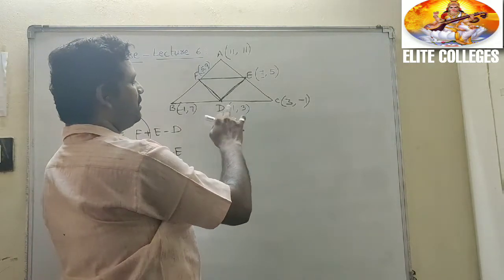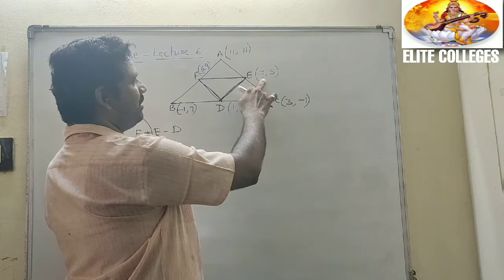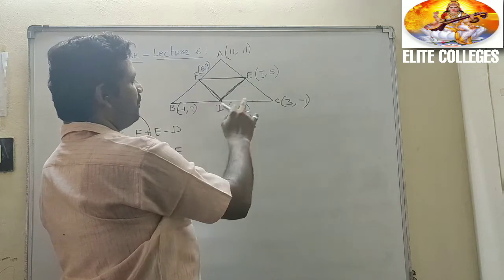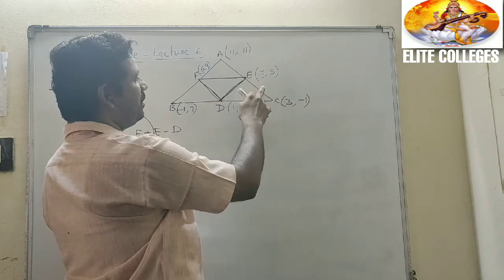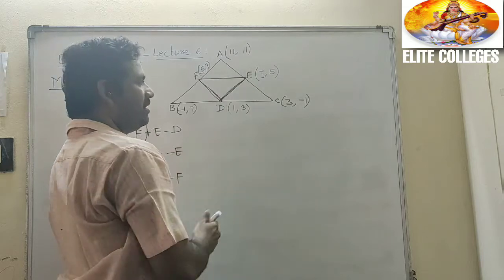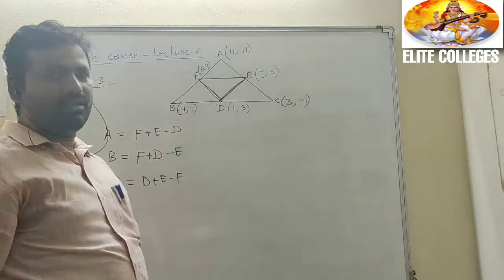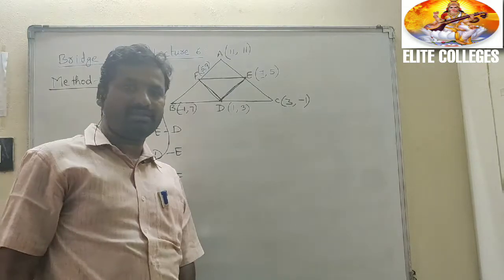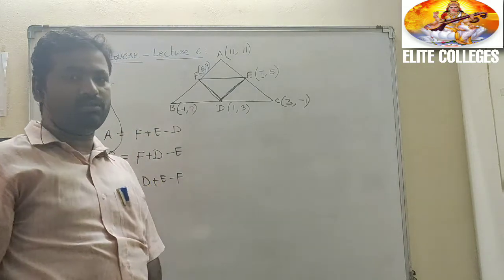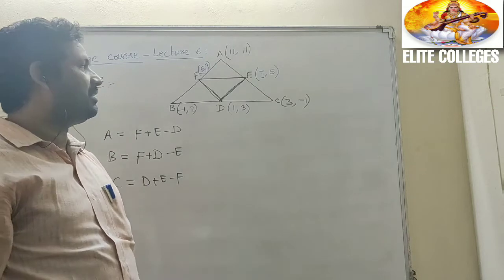So C point is add these two. 1 plus 7, 8, 8 minus 5, 3. 3 plus 5, 8 minus 9, minus 1. So that is the way we get the 3 points very easily. No need of that much calculation. So in this method we can do this problem very easily.